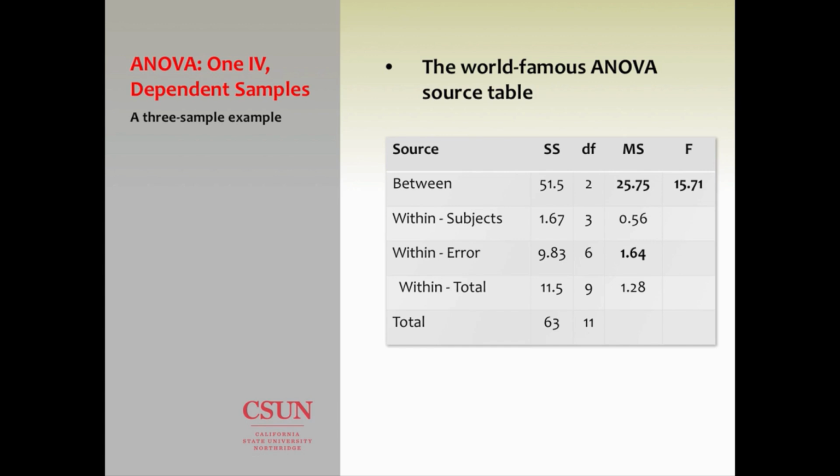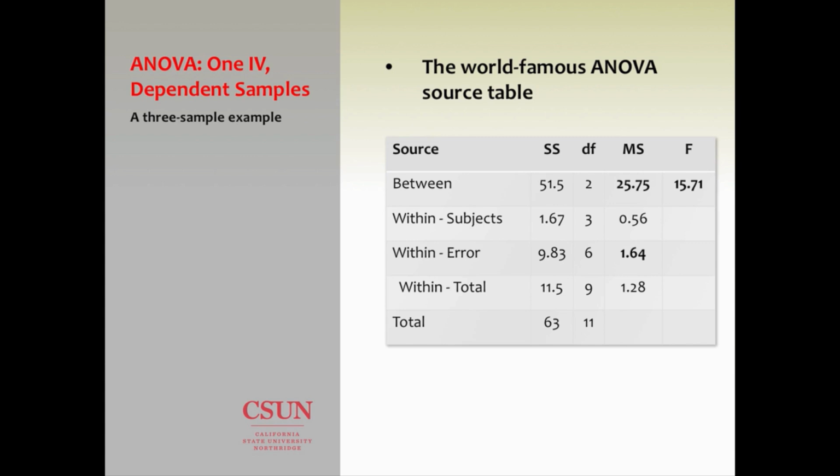Now I put those values there, the mean square and the F, in bold print because we are identifying within groups error, which is the other value in bold print there. That is your mean square error. That's the one you divide by. So 25.75 gets divided by 1.64 to get that 15.71.